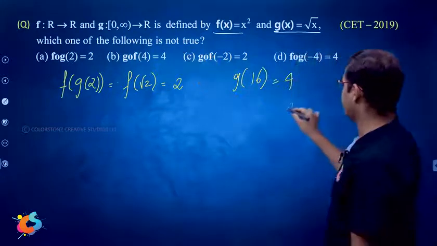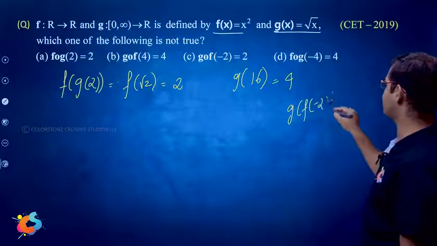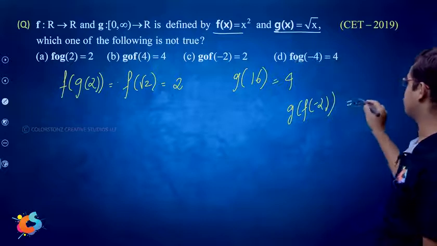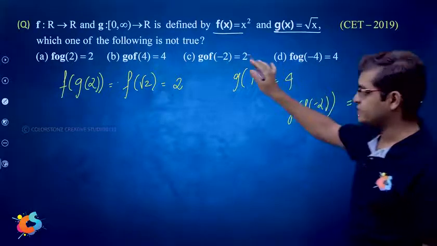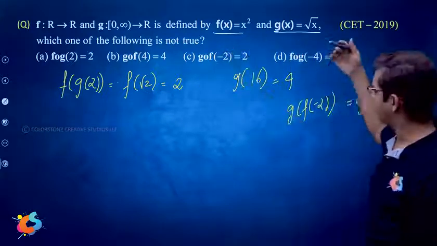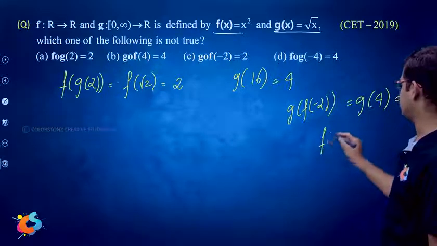Next, g of f of minus 2. f of minus 2, what is f of minus 2? That is nothing but 4. So g of 4. What is g of 4? 2. So this is also correct only. So, even without checking also, we can say that this will be the correct answer. But let us do it.